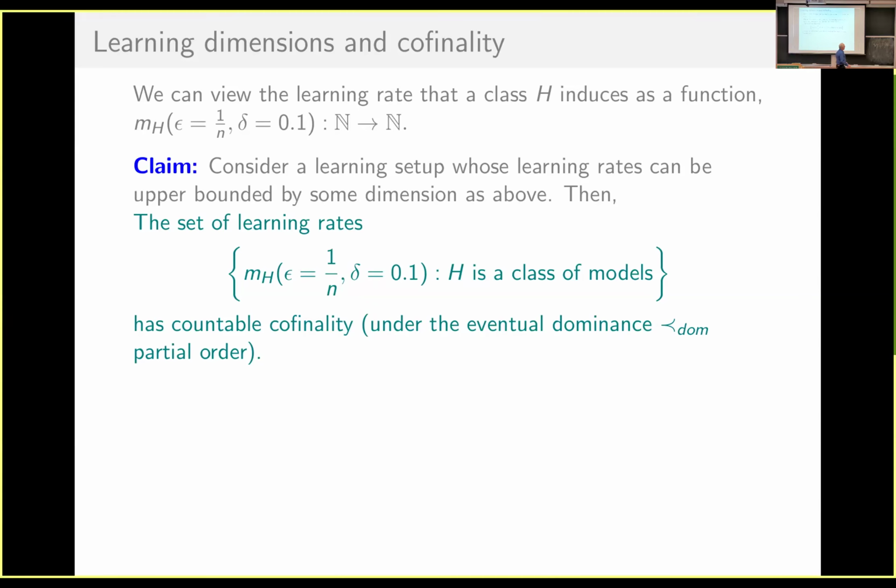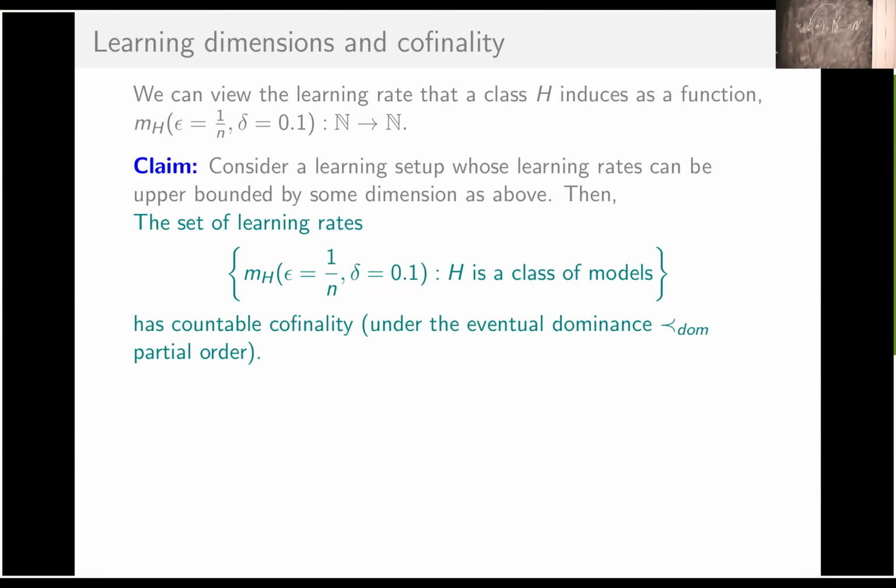So I'm just looking at this learning rate, M_Q. I'm looking at M_Q of 1 over n and delta equals 0.1 as a function that goes from the natural numbers, this is my input, to the natural numbers, which is how many samples I will need. So I can view those as functions from the natural numbers to natural numbers. So I get here a collection of functions in my space of n to the n that I talked about.